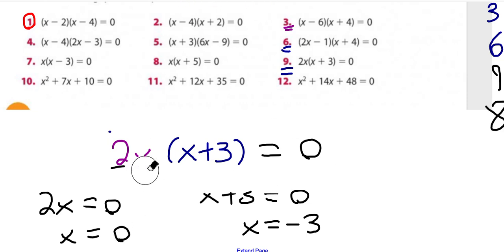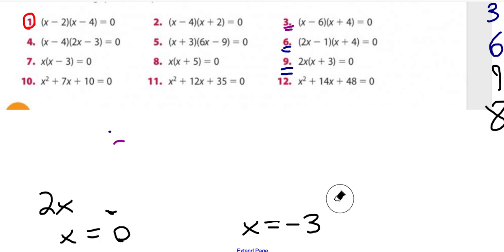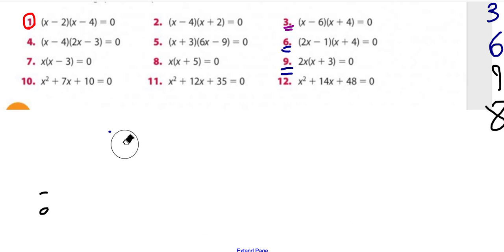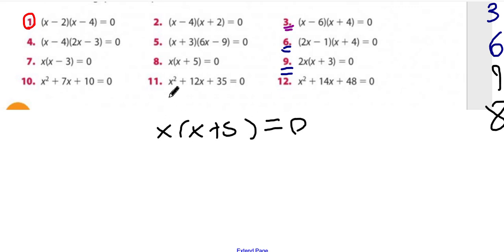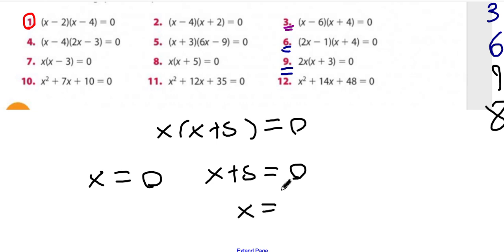So we're on question 8. Now question 8, guys. So we have x into x plus 5. Okay, we'll blame the first part. What's the first part? The x is equal to 0, and the other part? Then x equals minus 5. You okay with that? Okay, so that's 8 done.